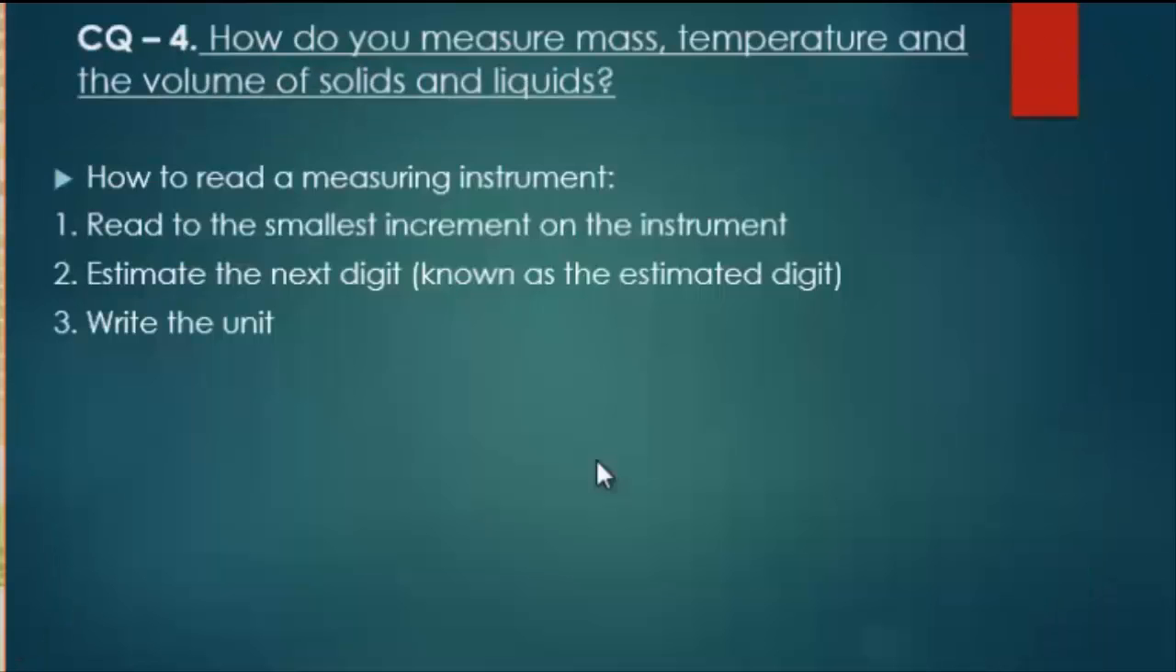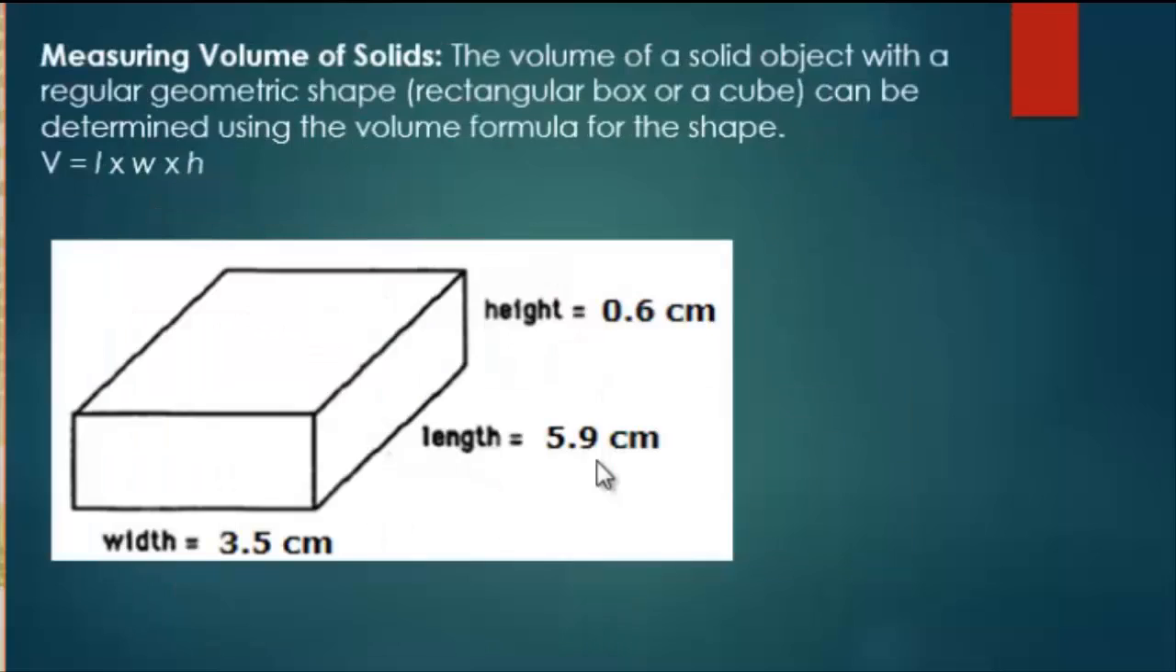Next, briefly I'm going to go over how to measure using instruments. When you're measuring with an instrument, you always have to read the smallest increment, that's the line, on the instrument, and then you're going to estimate the next digit, which is known as the estimated digit, and then you write in the unit. So I'll sample one for you, so no need to freak out.